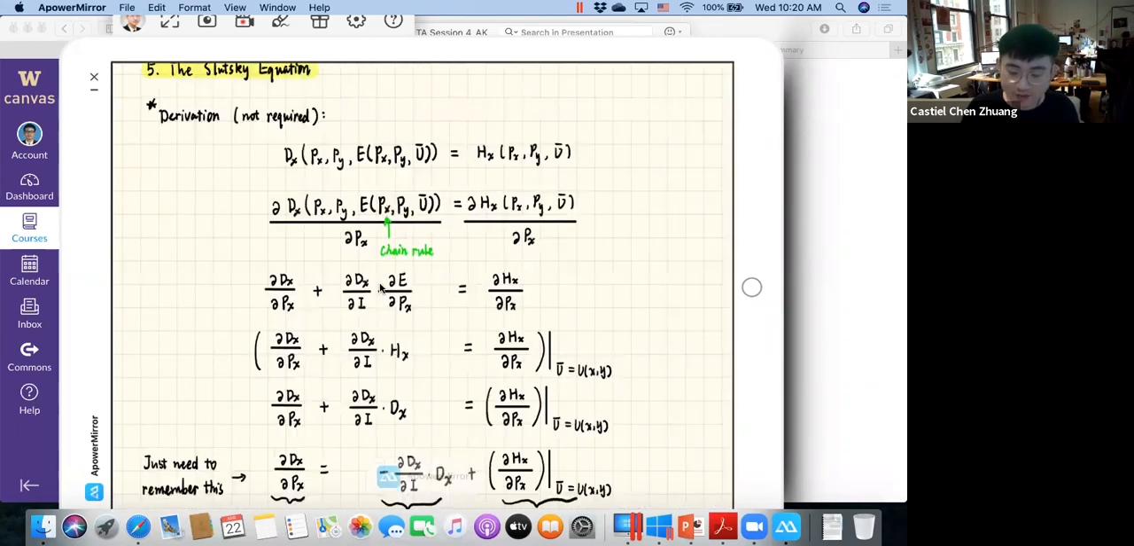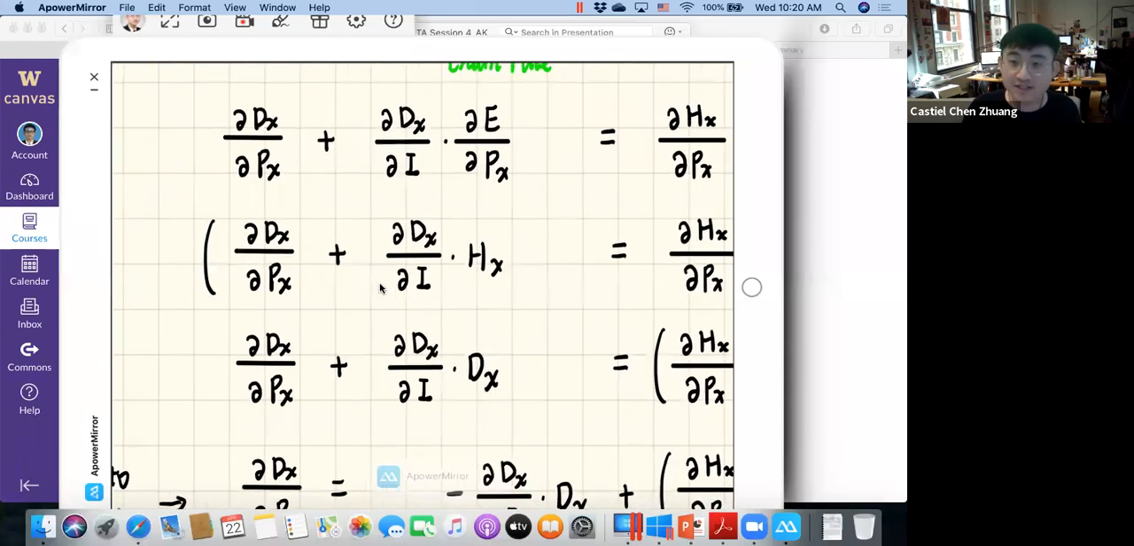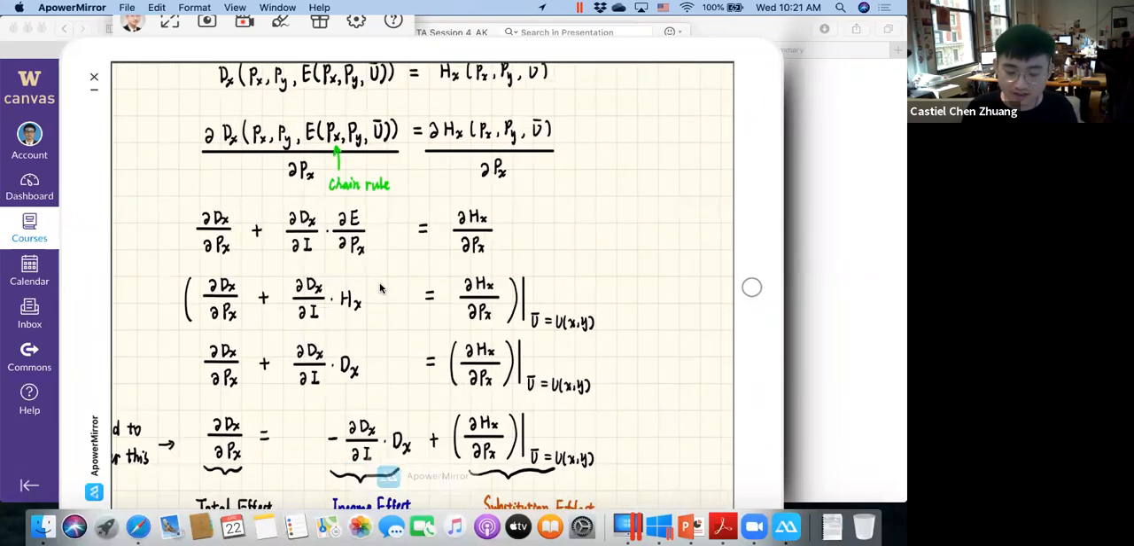Then you can plug in u upper bar equals the utility function. You can replace all the u upper bar in this expression by the utility function, so we are not dealing with u upper bar. If you do that, then on the left-hand side, the hx becomes dx. When the utility goal is equal to the utility function, then the Hicksian demand becomes the Marshallian demand. And on the right-hand side, we just leave it as it is.